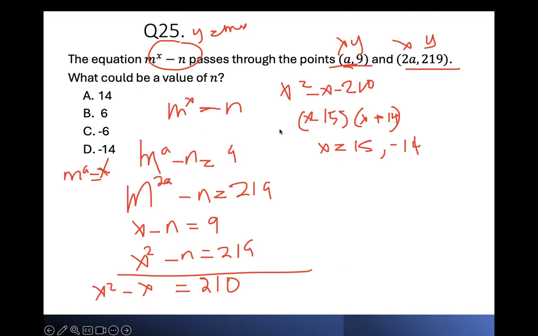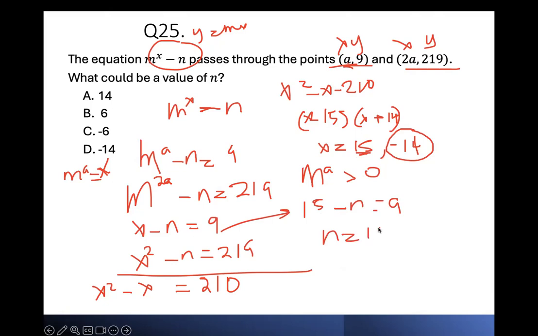Now you have to go back and satisfy the equation. We know that for this to function well, m to the a, because it's a root, has to be greater than 0. That means, what are we going to do? We're going to ignore the x that is minus 14 and use x as 15. And then you plug in here. I have 15 in this equation, it becomes 15 minus n is equal to 9. N is 15 minus 9. And this will give you what? 6. And that's your right answer.